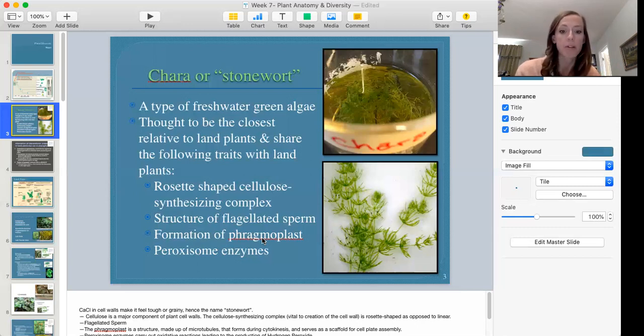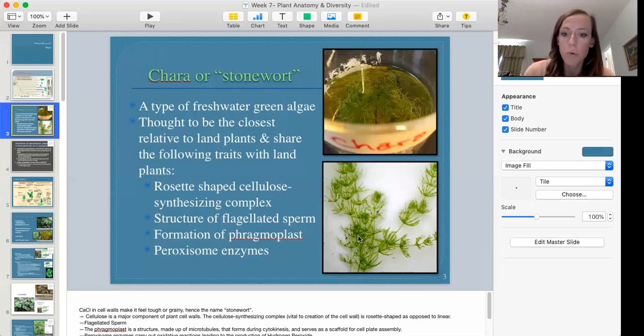And then lastly, peroxisome enzymes are present in Chara as well as in land plants. These enable oxidative reactions and produce hydrogen peroxide. Not all species have peroxisome enzymes. So again, this is just a similarity that led to the belief that Chara is the closest living relative to our land plants developmentally. One other detail, they're often called stonewort. They look like the pictures shown here. This one is obviously in water. This one is laid out flat.